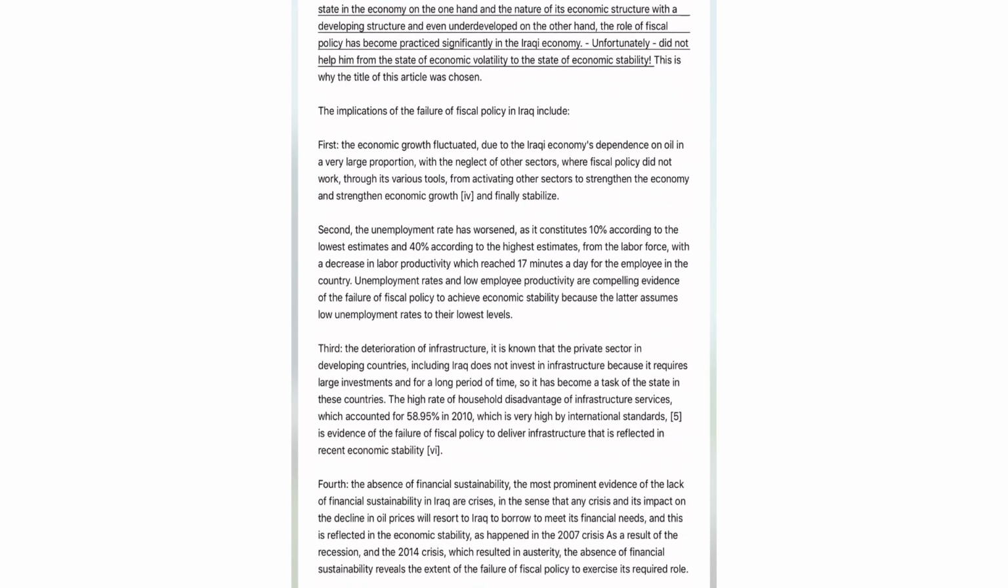Failure of fiscal policy in Iraq. Since Iraq was following the socialist system, which necessitates the great role of the state in the economy on the one hand, and given the nature of its economic structure, a developing and even underdeveloped structure, on the other hand, the role of fiscal policy has been practiced significantly in the Iraqi economy. Unfortunately, it did not help it move from the state of economic volatility to the state of economic stability. This is why the title of this article was chosen.